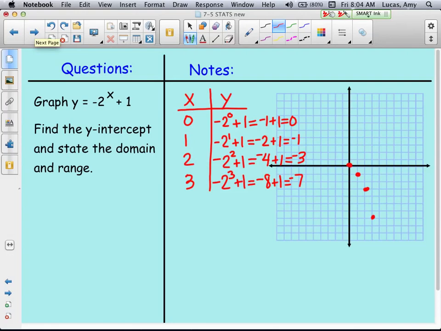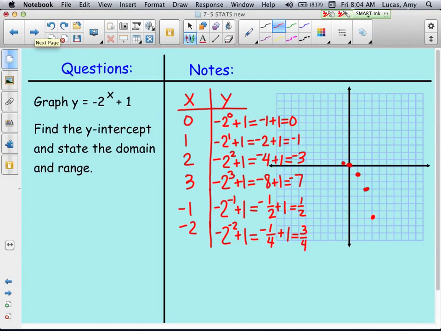So about right here. And then if I plug in a negative number, -2 to the -1 power plus 1. Remember, 2 to the -1 is the reciprocal of 2 to the first, so that would make it 1/2. So -1/2 plus 1, so that's 1/2. So -1 is 1/2. Then -2, the reciprocal of 2 squared, so that would make that one 1/4. So 1 minus 1/4 is 3/4. So it's getting a little bit higher.